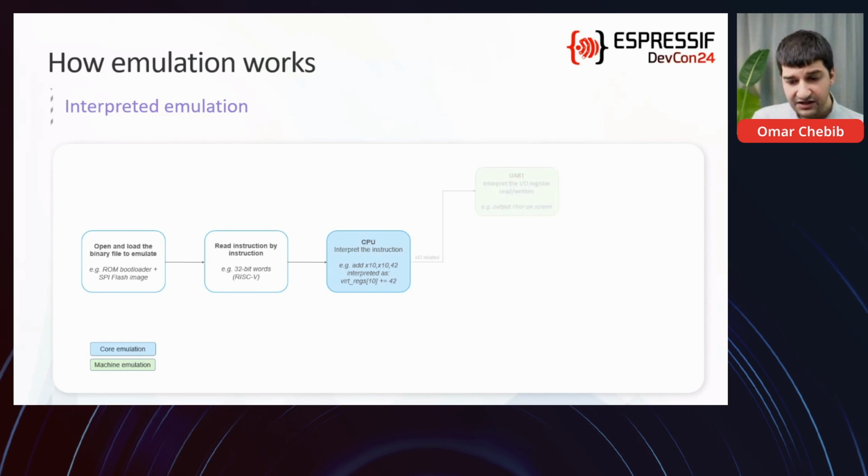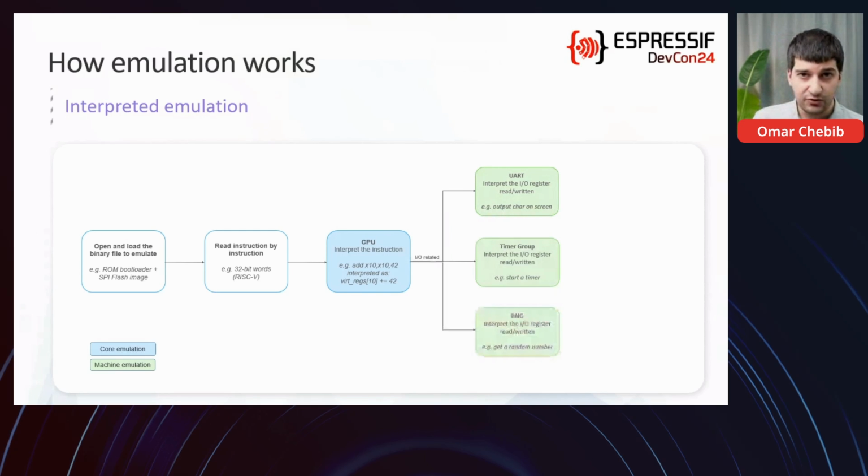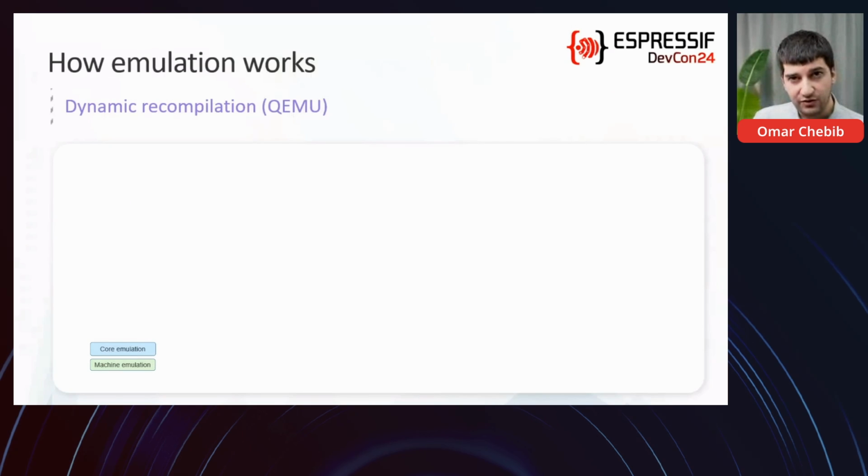Then if we have any IO-related input or output, we will have an emulated UART, for example, or an emulated timer group, or even an RNG to generate random numbers. But it means that we will monitor every memory read and every memory write. So that was how a classic emulator works, interpreted emulation.